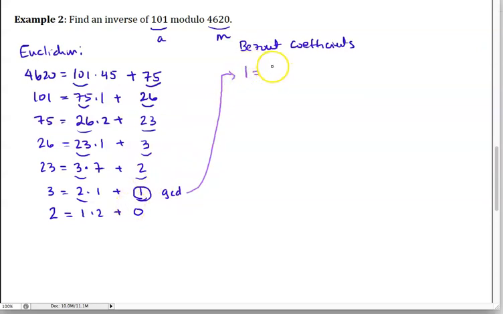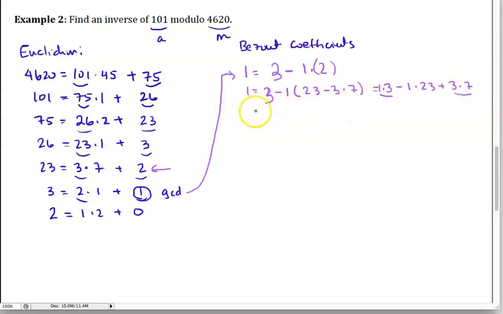So I'm going to get 1 equals 3 minus 1 times 2. Then we're going to solve for 2 here and plug it in for this value. I have 1 equals 3 minus 1 times 23 minus 3 times 7. I think this is a 3 right here. Yeah, from here, 1 equals 3 minus 2 times 1. Okay, so distribute this negative, and I'm going to get 3 minus 1 times 23 plus 3 times 7. Okay, so now this 1 times 3 and 3 times 7 are like terms, so we're going to combine them. We get negative 1 times 23 plus 8 times 3.